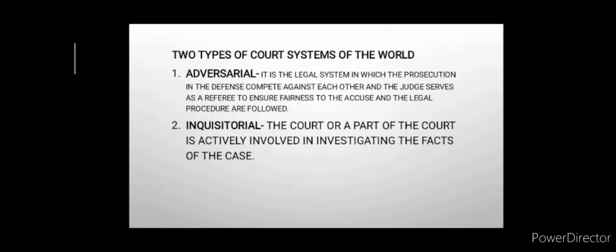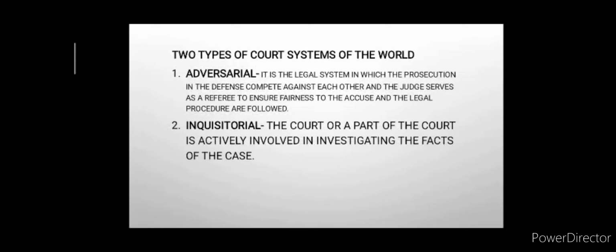Two types of court systems of the world. First one is the adversarial. It is the legal system in which the prosecution and the defense compete against each other and the judge serves as a referee to ensure fairness to the accused and the legal procedures are followed. Second one is the inquisitorial. The court or a part of the court is actively involved in investigating the facts of the case.